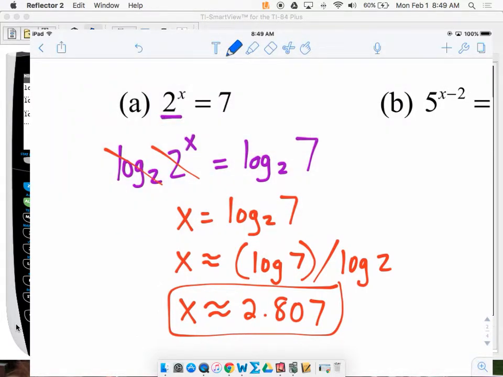All right, so does everyone see the algebra there? If you didn't have a calculator, you could just leave it like that. But if you have a calculator available, you can get the exact answer.